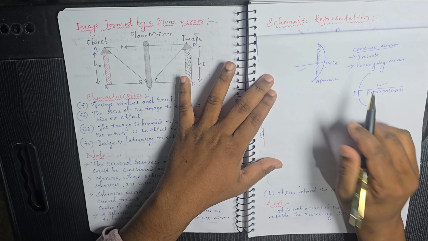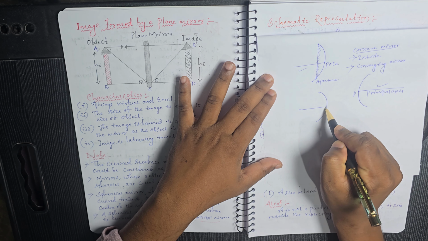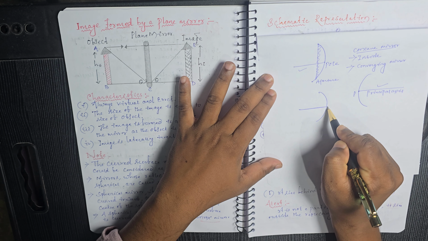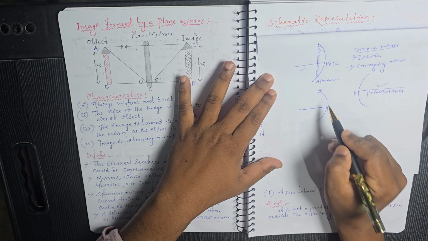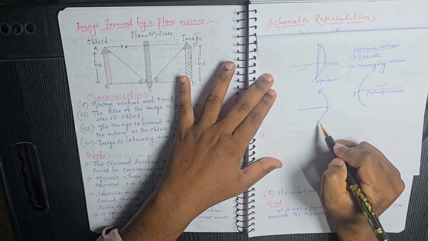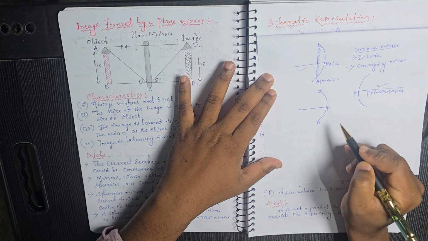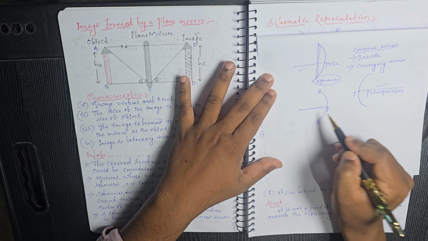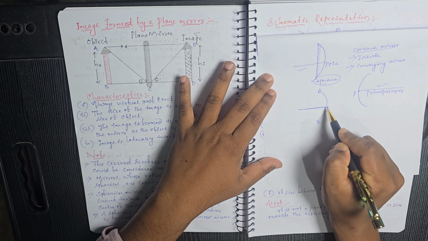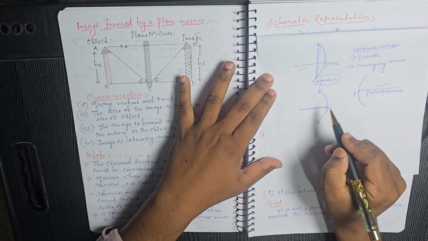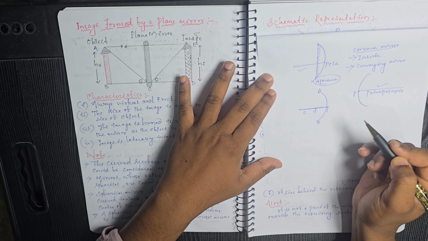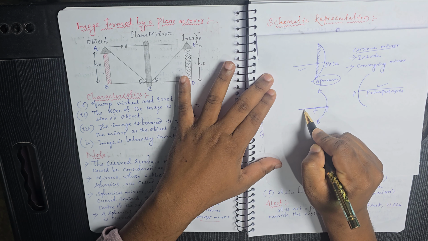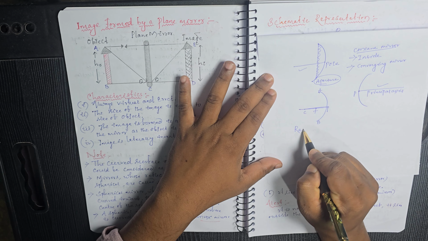Clear about this point? Again I am drawing another one. So far we have understood this line is called the principal axis. This point is called the pole, and here A and B, let's say A to B, this distance is called the aperture. Now on this principal axis you are going to see several terms like focal length and center of curvature. Clear about this point? Because center of curvature is also known as radius of curvature.